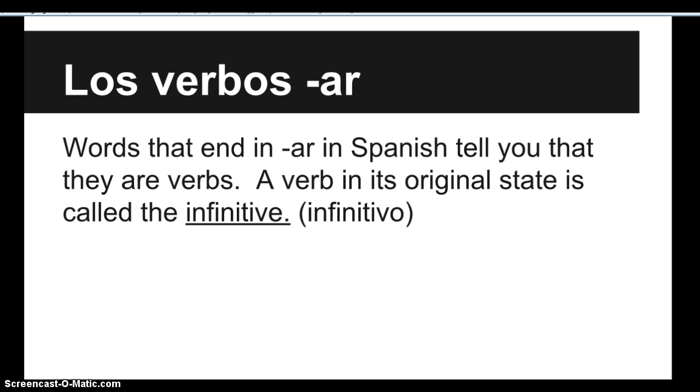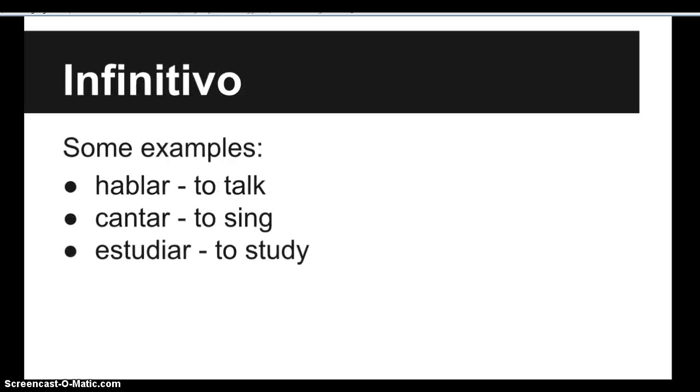The first group we're going to learn about are los verbos AR. And words that end in AR in español tell you that they are verbs. A verb in its original state is called the infinitive or the infinitivo. Here are some examples of some infinitivos or infinitives. Hablar, cantar, estudiar. And you will see in Inglés that we say to talk, to sing, to study. That's the infinitivo or the infinitive in Inglés.